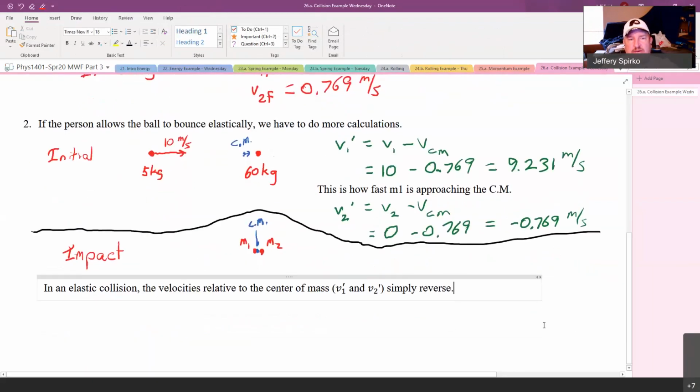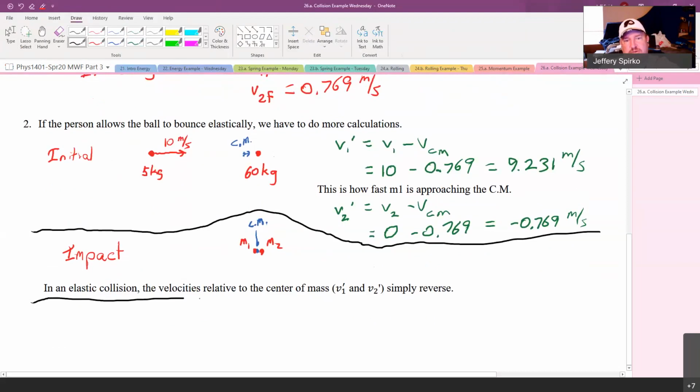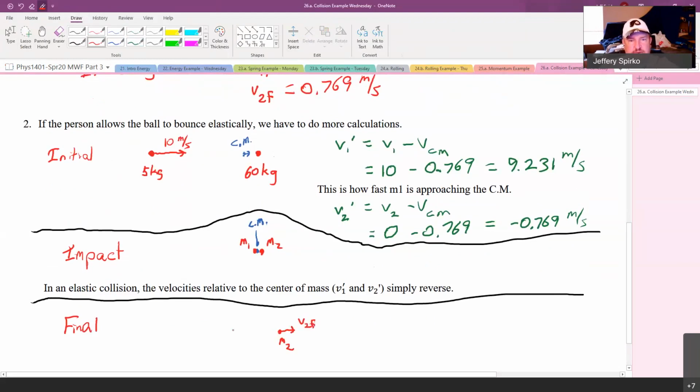So now we draw another line, at least that's how I do it. I draw another line across the page, and I think about final conditions. M2 is going to get bumped in that direction, V2 final. M1 is going to bounce off M2 and be moving in that direction, V1 final. And the center of mass is going to be in here like this, center of mass.